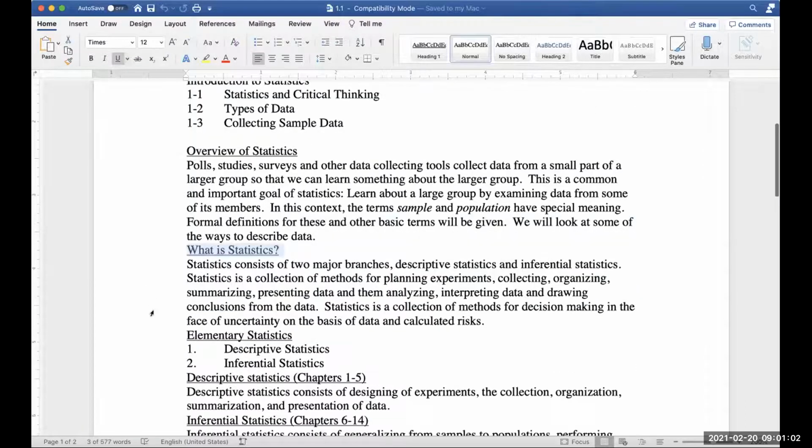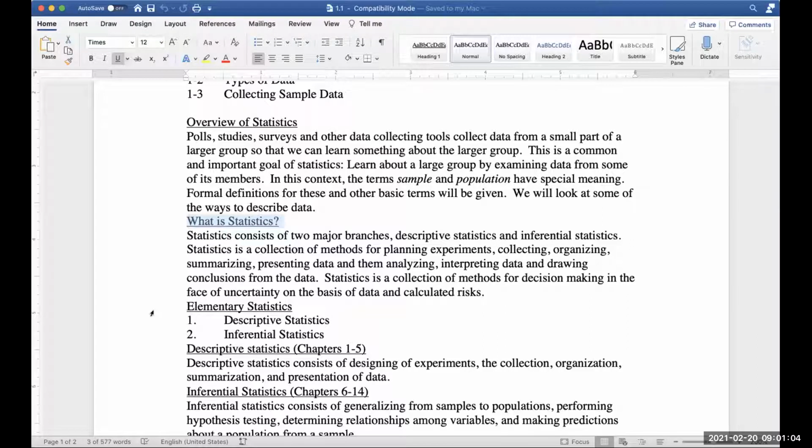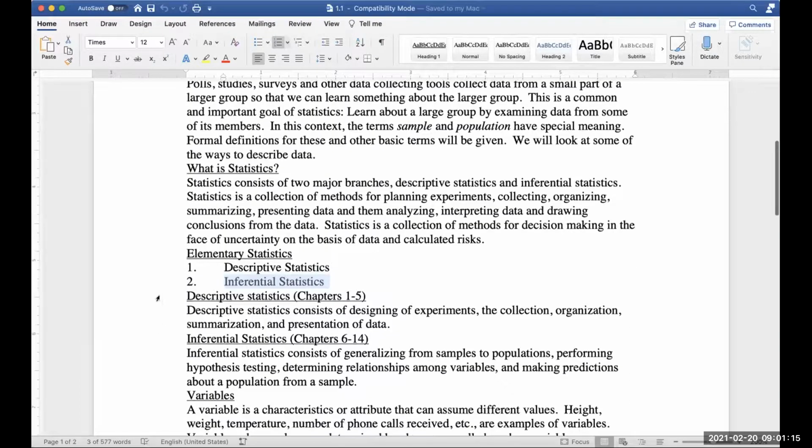So, elementary statistics consists of two major branches: descriptive statistics and inferential statistics. We'll be covering descriptive statistics in the first 5 chapters of this book, and after chapter 5, the last part of the course will involve inferential statistics.